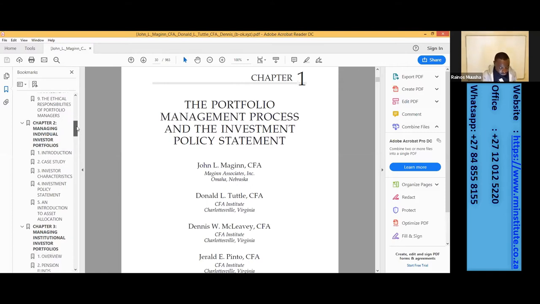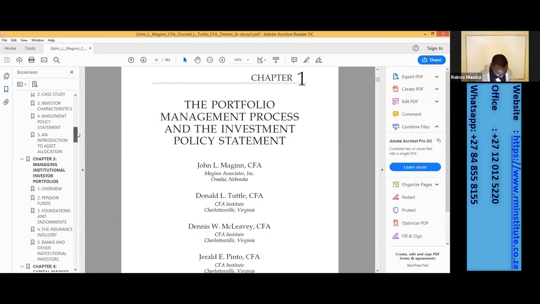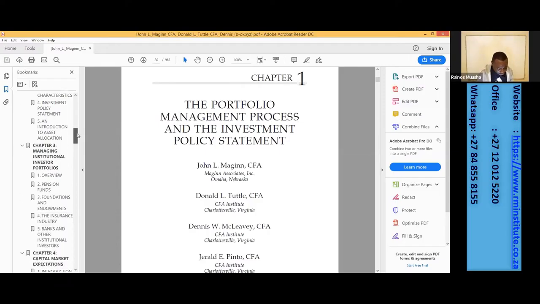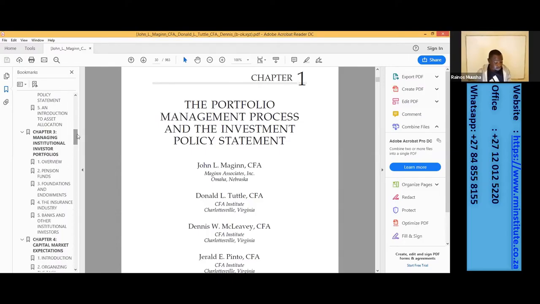Chapter 2 now looks at individual investor portfolios, to see exactly how you would structure a portfolio for an individual. Then chapter 3 looks at managing institutional investor portfolios, to see exactly how you would manage a portfolio if it's an institutional investor. Remember, we looked at individuals. Now you're looking at managing a portfolio for an investor who is an institution.